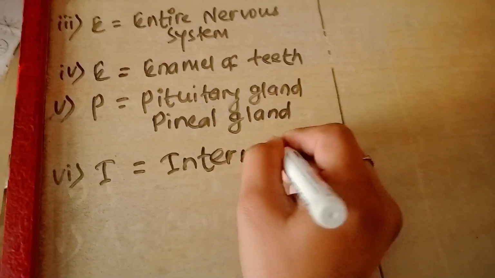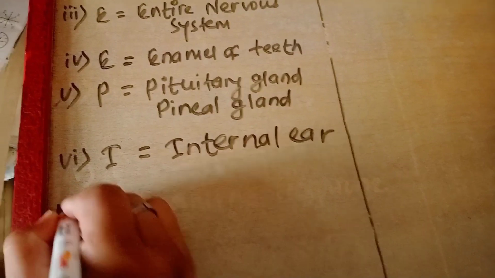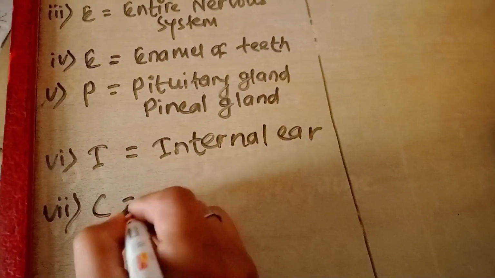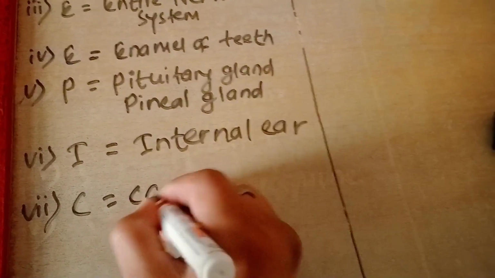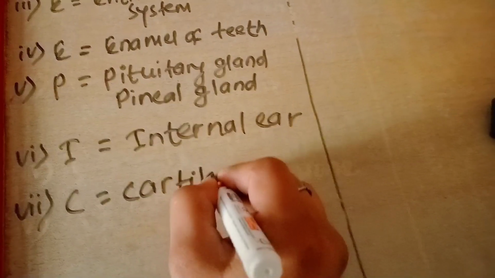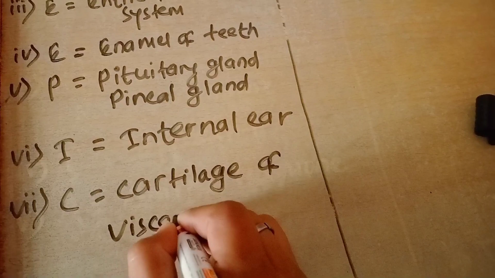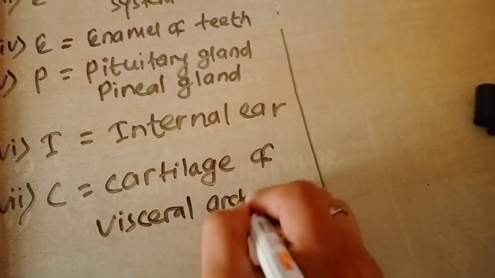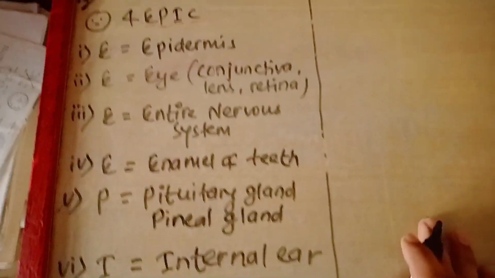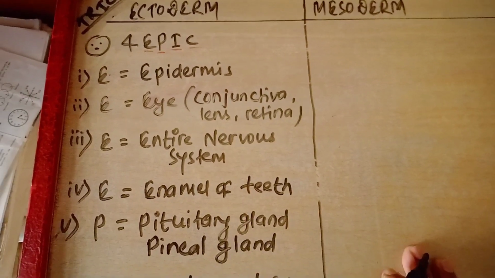And in seven we have C, that is cartilage of visceral arcs. So this is all about ectoderm. We had the trick 4 EPIC.